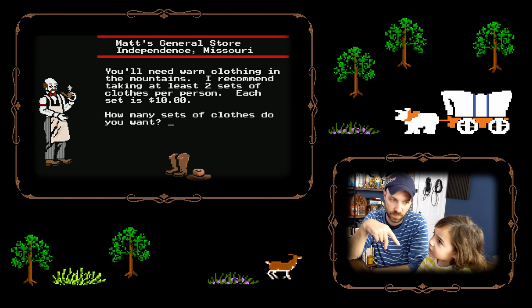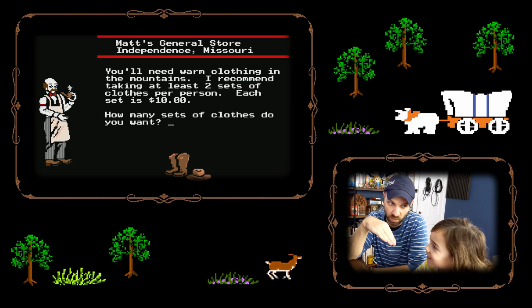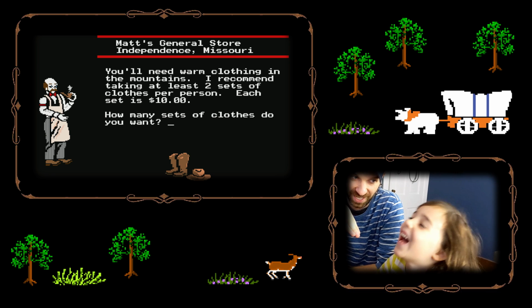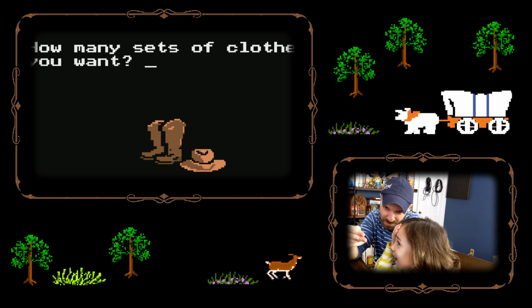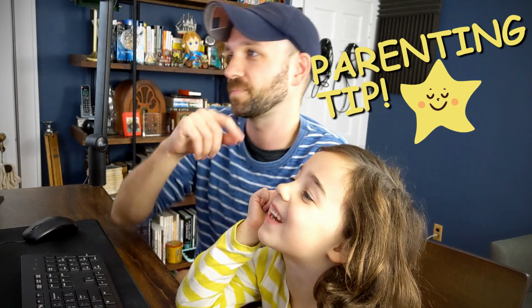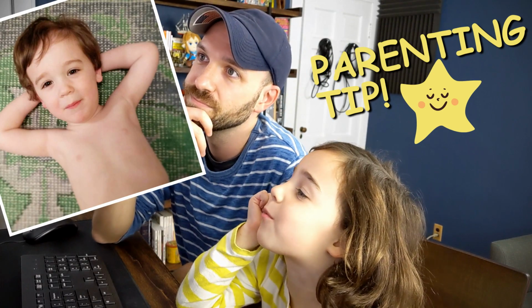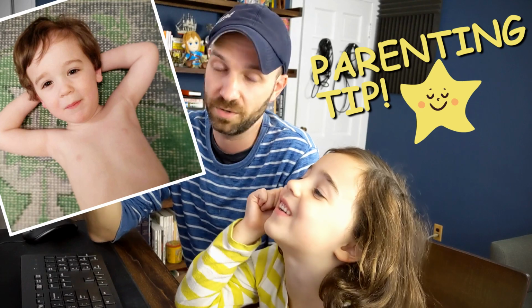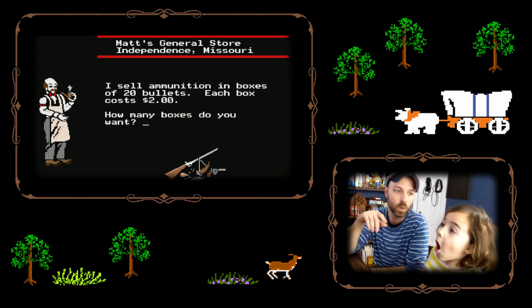2 sets of clothes per person. Do you want to buy clothes for everyone? You don't want any naked babies out on the trail. So 2 times 5 is 10. But you're saying you want the baby to be naked? Yeah. So just buy 8? Yeah. Parenting tip, a great way to save cash is to not buy clothes for your baby. Yeah, because they're always gonna be naked when they're born. Why bother? What's ammunition?